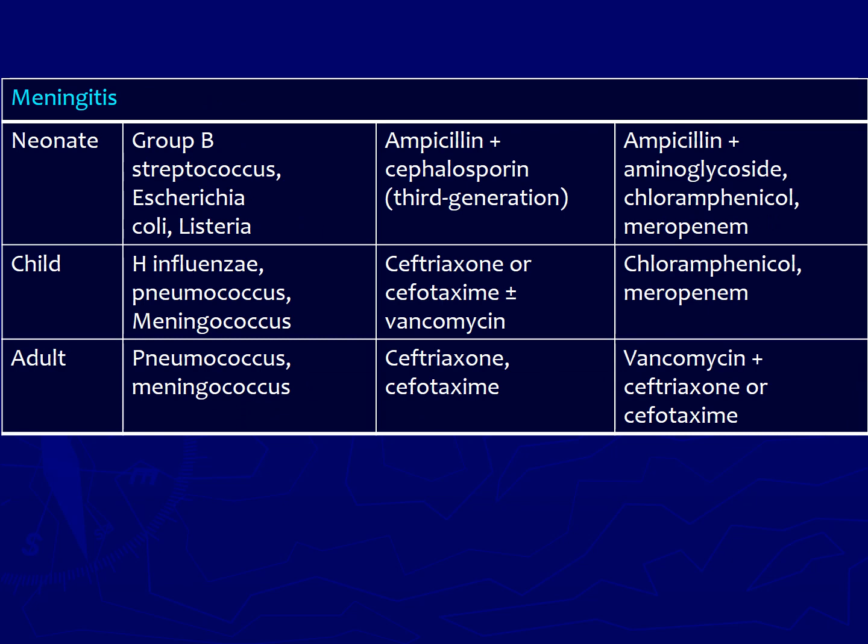And there may be meningitis in the neonates, in the child, or in the adult. Different types of bacteria are responsible, as given here. And also the first and the second choice accordingly. What is the first choice in neonate, in children, in adults, and the second choice in neonates, children, and adults.